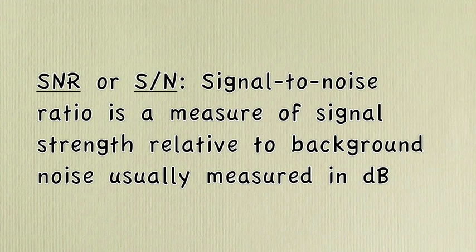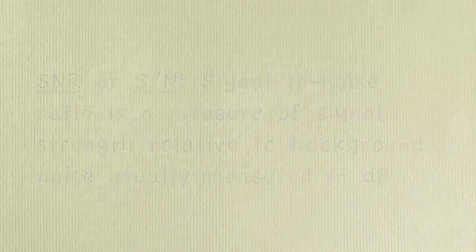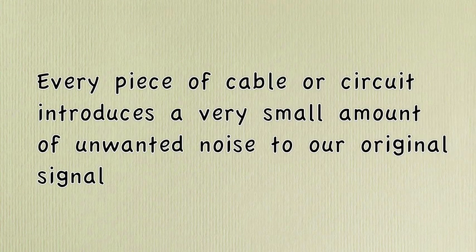Signal-to-noise ratio is a measure of signal strength relative to background noise, usually measured in dB. The higher the ratio, the less obtrusive the background noise is. A high-end studio console will provide a good signal-to-noise ratio. Every piece of cable or inner circuit of a console introduces a very small amount of unwanted noise to our original signal.